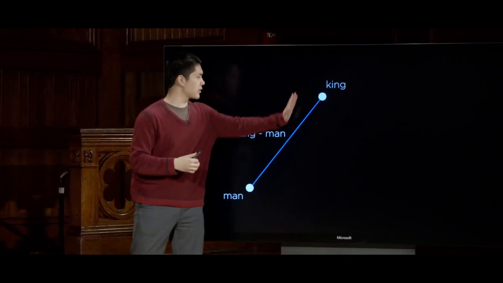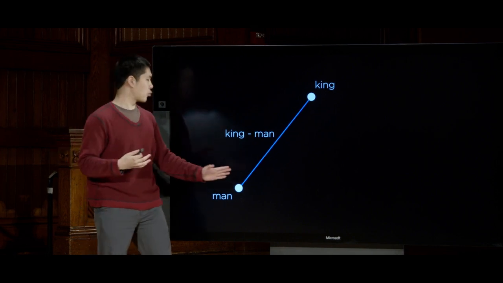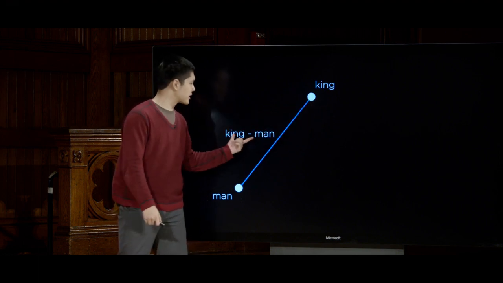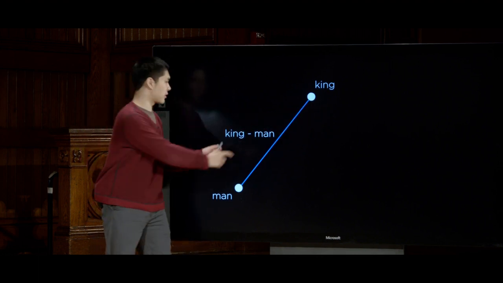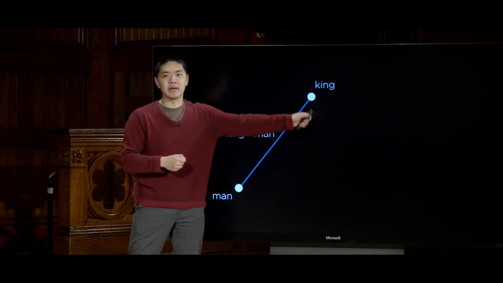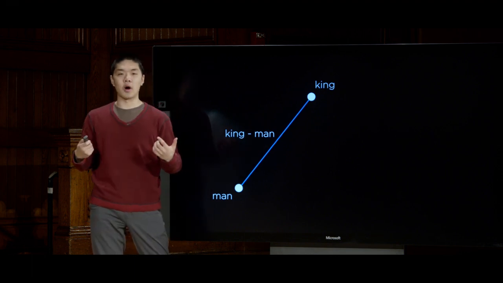And what this new sequence of numbers is effectively going to do is tell me what do I need to do to get from man to king? What is the relationship between these two words? This is some vector representation of what takes us from man to king.